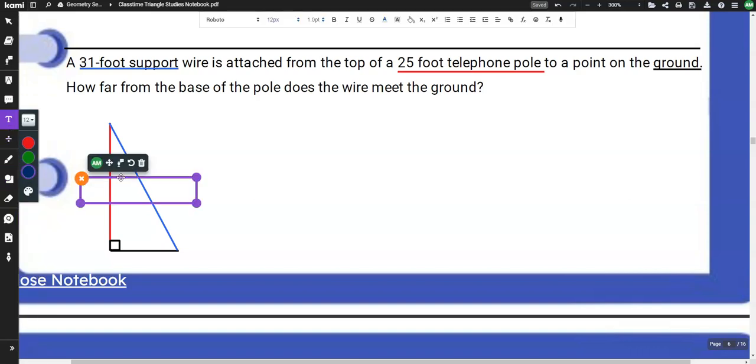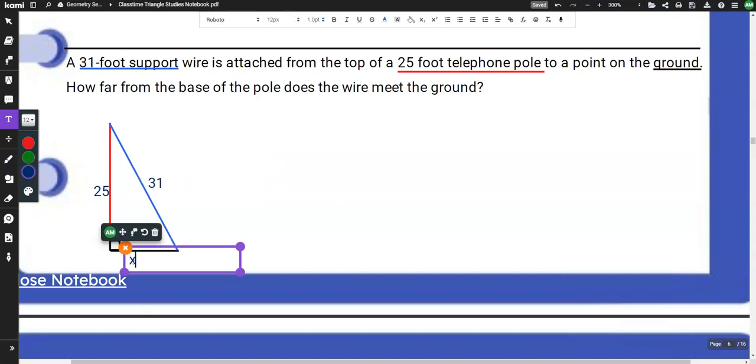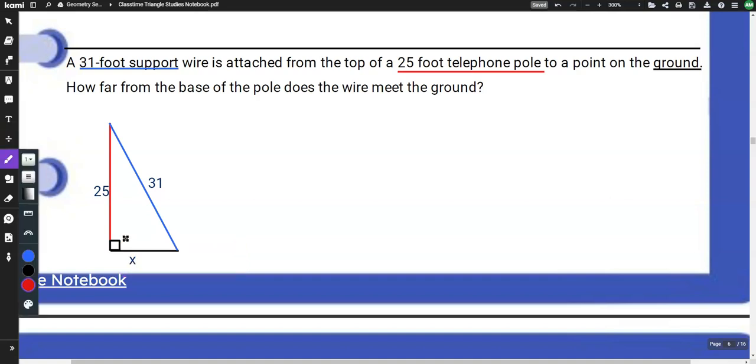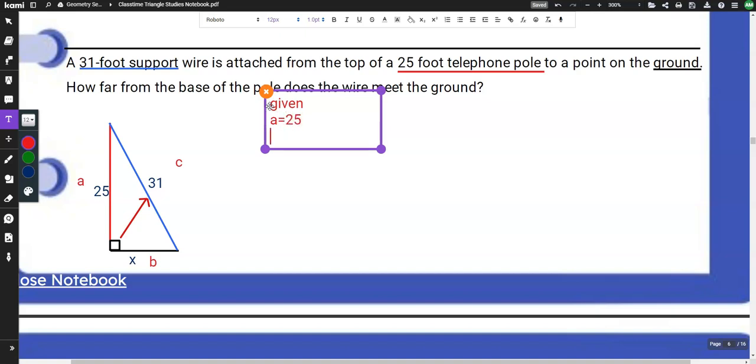It is a 25-foot telephone pole and a 31-foot wire. We do not know how far from the wall or the pole it is, so that's our unknown. As per usual, we're going to find our hypotenuse and label it C, with the other two sides being A and B. List our givens. A is going to be 25. B is going to be unknown. And C is going to be 31.